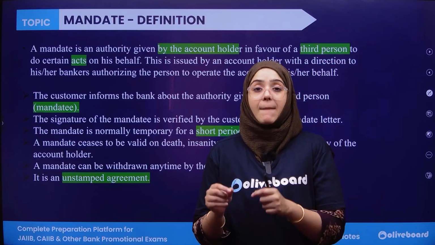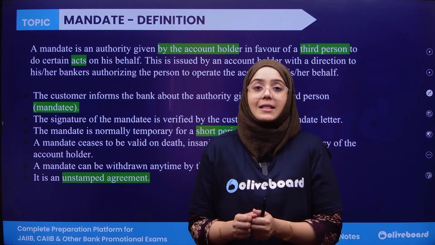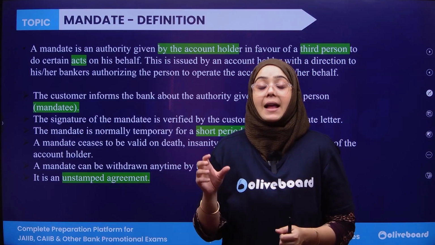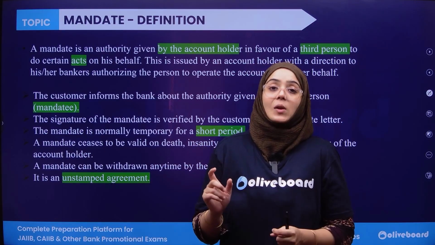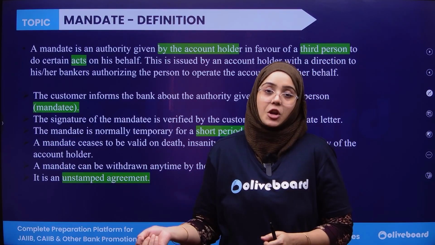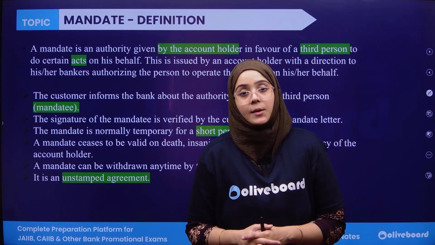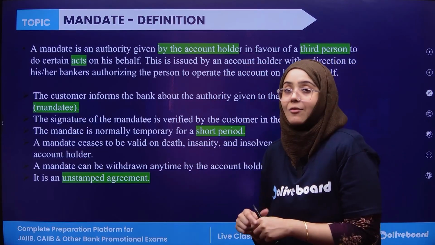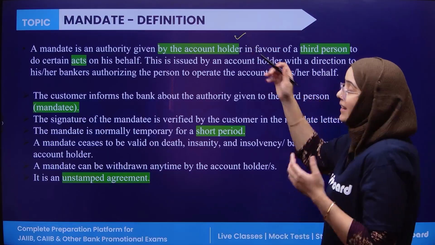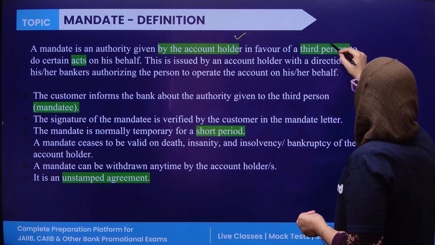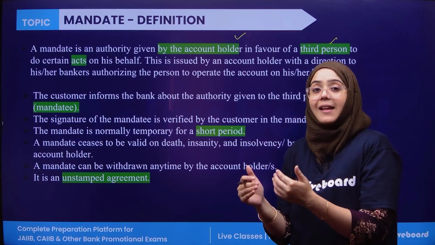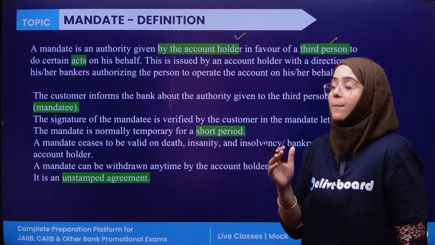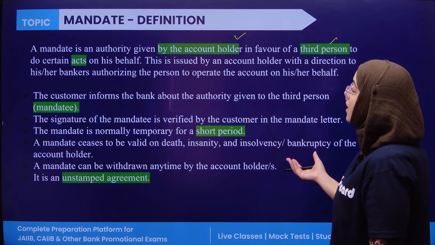I have to submit a mandate in the bank instructing that in my absence, this payment is authorized by my sister to this particular vendor. So a mandate is very simple. It is an authority which is given by the account holder, in this case me, in favor of a third person, in this case my sister, to do a certain act on his or her behalf.